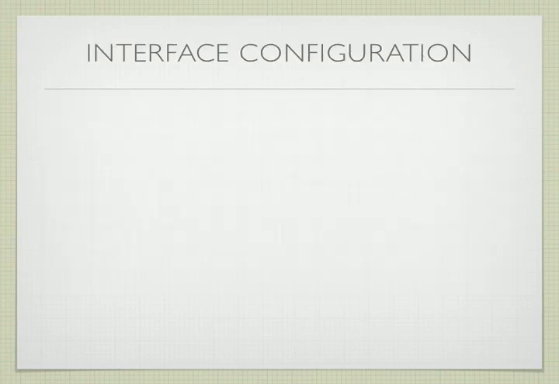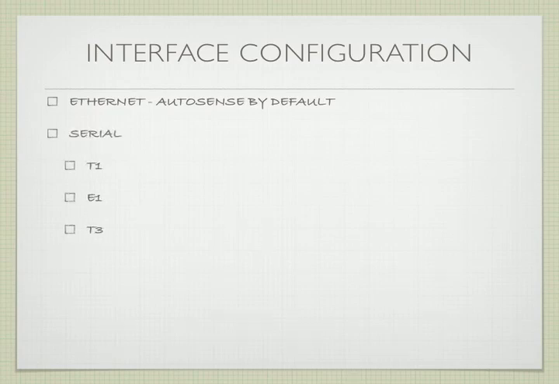Interface configuration. Once we have interfaces designed, they have to be configured. By default, all your Ethernet interfaces are going to have AutoSense, auto negotiation turned on, but that of course can be explicitly configured. There are serial interfaces available for T1, E1, and T3 that are usually plug-in modules that would go into the slots in the supported devices.